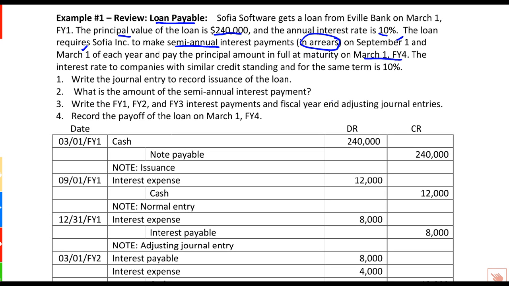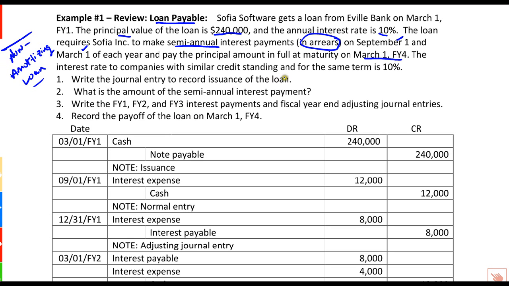So this is unlike your car loan or a mortgage loan where you make one level payment every month and part of it is interest, part of it is principal. A mortgage loan or a car loan would be an amortizing loan. This is a non-amortizing loan, because the principal is not reduced over the life of the loan.